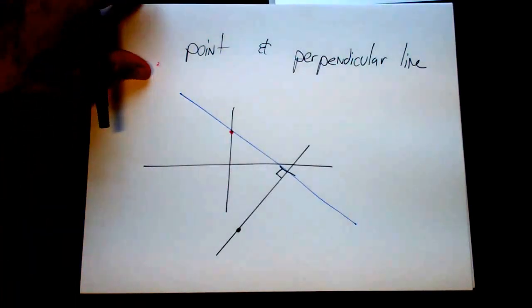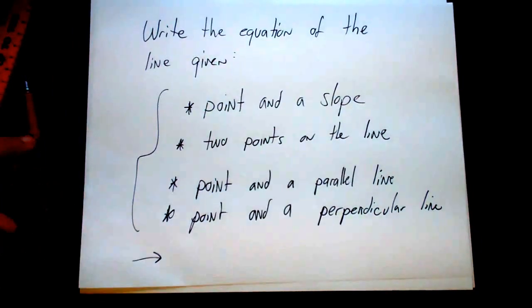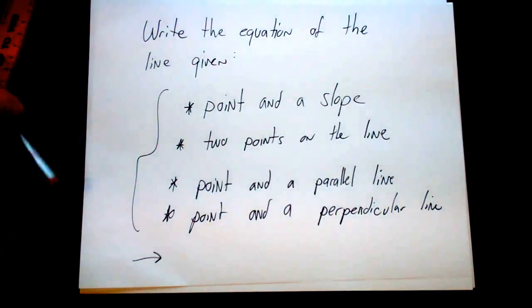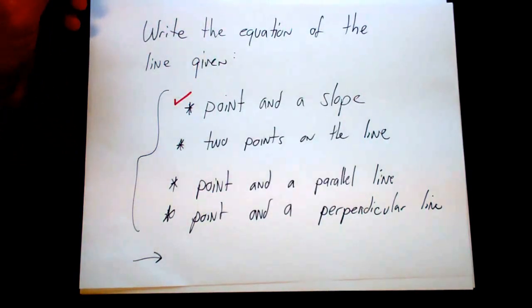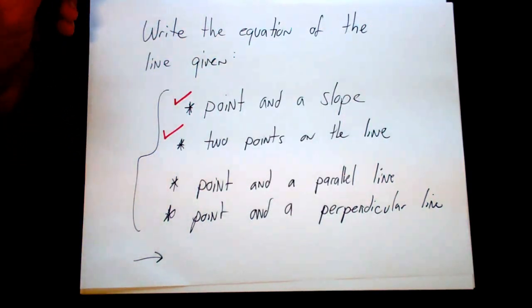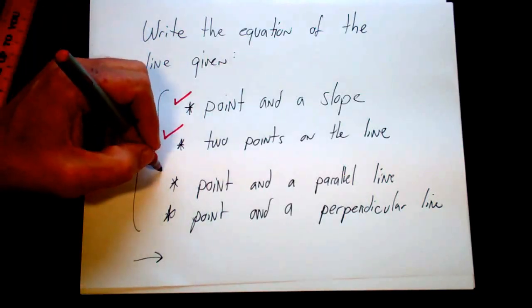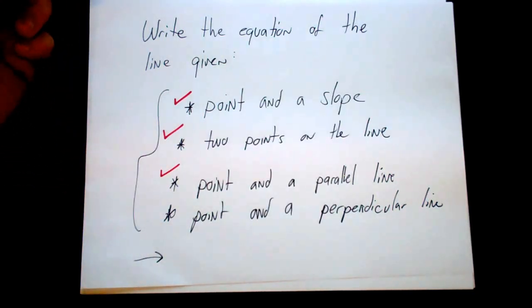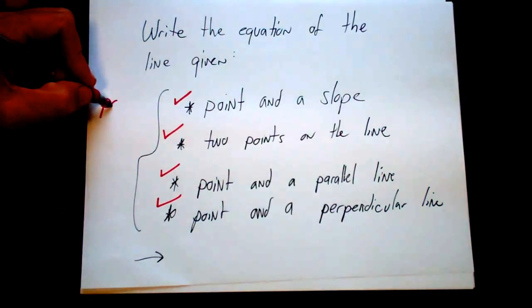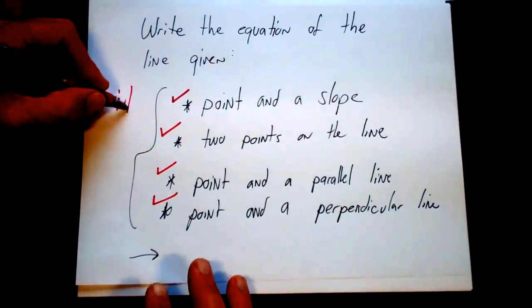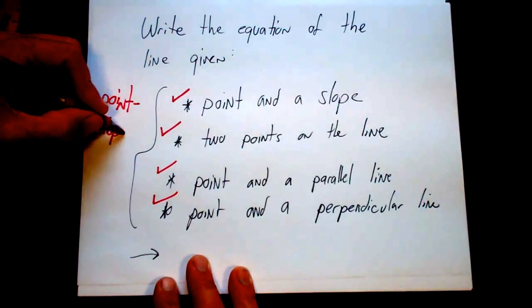So how do we solve these? Well, what we have to do is memorize a formula for each one of these. Luckily, the formula is the same for each one. If we're given a point and slope, we use the point slope formula. If we're given 2 points on the line, point slope formula. If we're given a point and a parallel line, point slope formula. A point and a perpendicular line, point slope formula. So for all of them, we're going to use what's called the point slope formula.